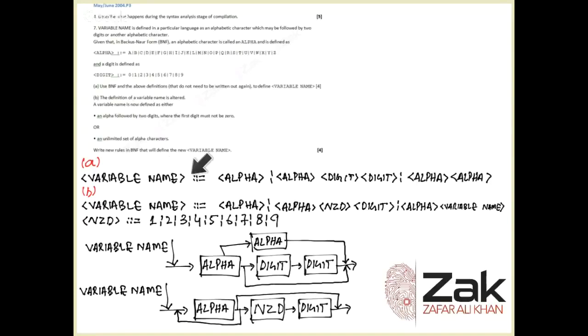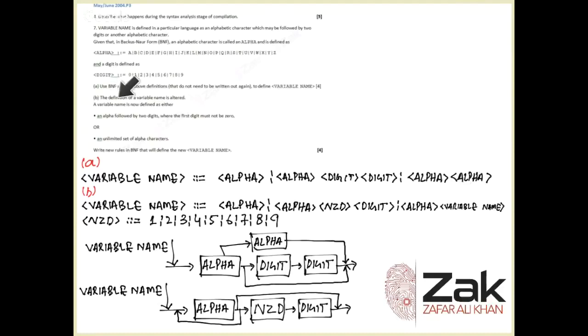It says a variable name is defined as an alphabet character. You may see that these alphabet characters are from A to Z, one at a time. A variable name is defined as an alphabet character, or an alphabet character and two digits, or an alphabet character and another alphabet character. This is not any number of alphabet characters, it is two alphabet characters. So a variable name is defined as an alpha alone, an alpha and digit, 823 would work, and digit is out of 0 to 9, and alpha.